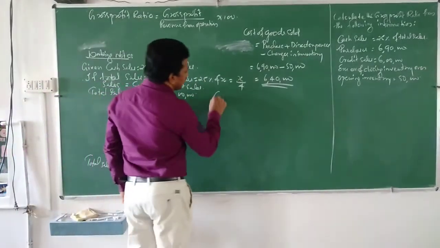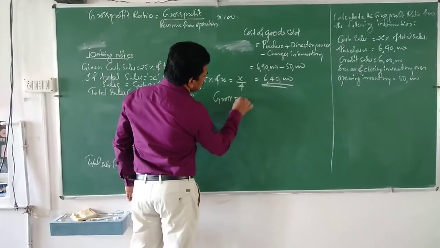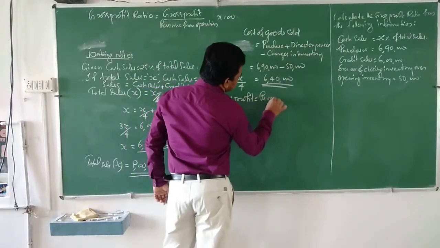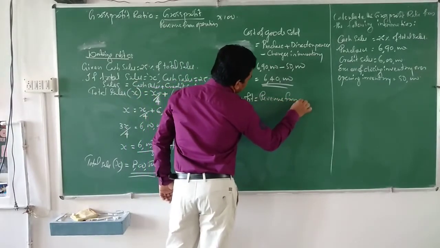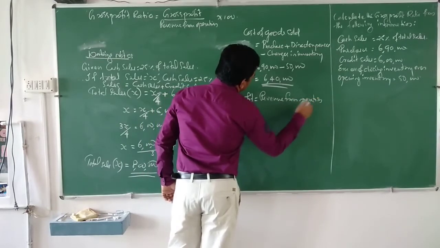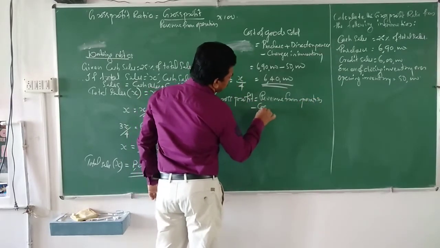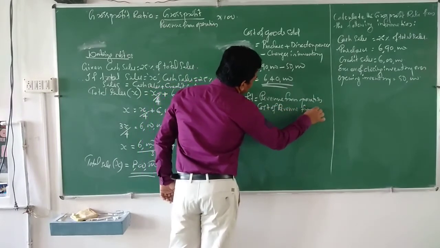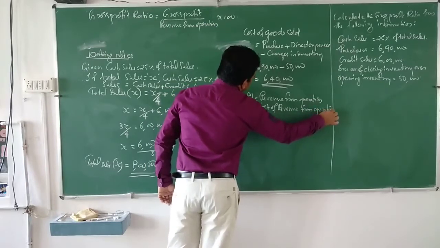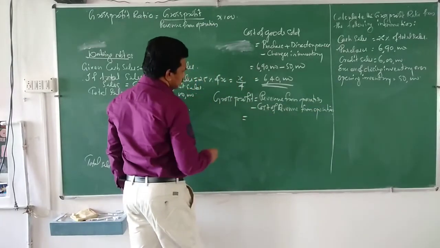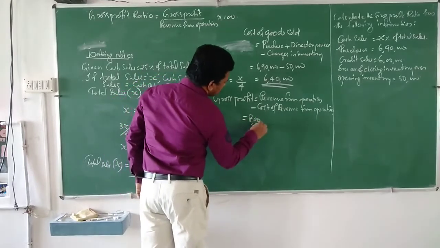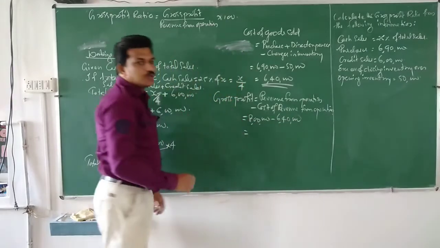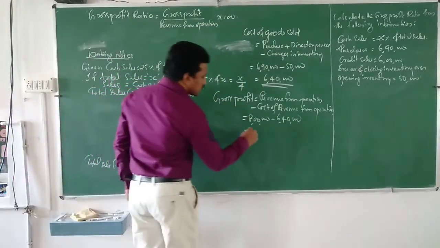Now gross profit we can calculate: gross profit is equal to revenue from operation minus cost of revenue from operation, is equal to 8 lakh minus 6 lakh 40 thousand. So 1 lakh 60 thousand is the gross profit.